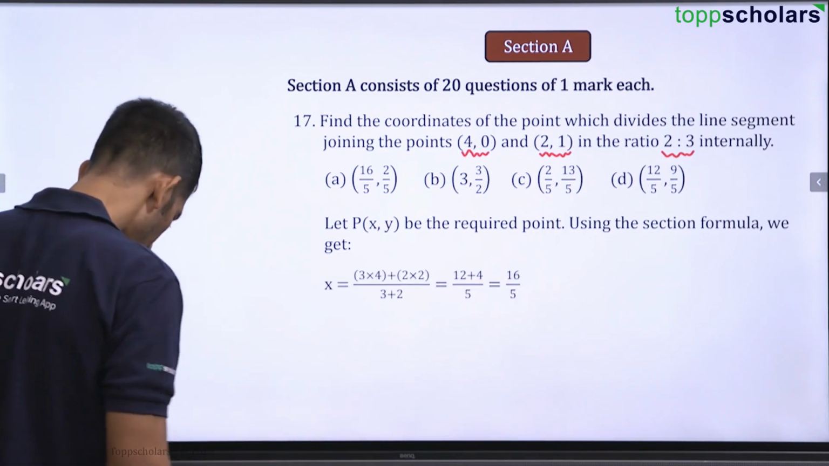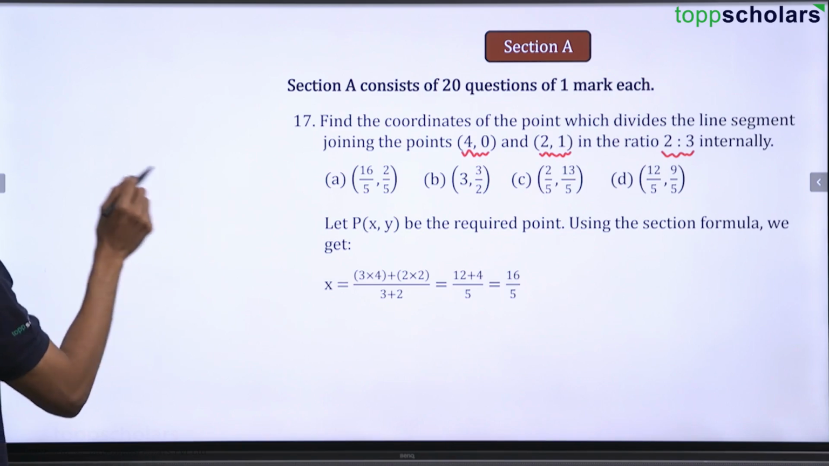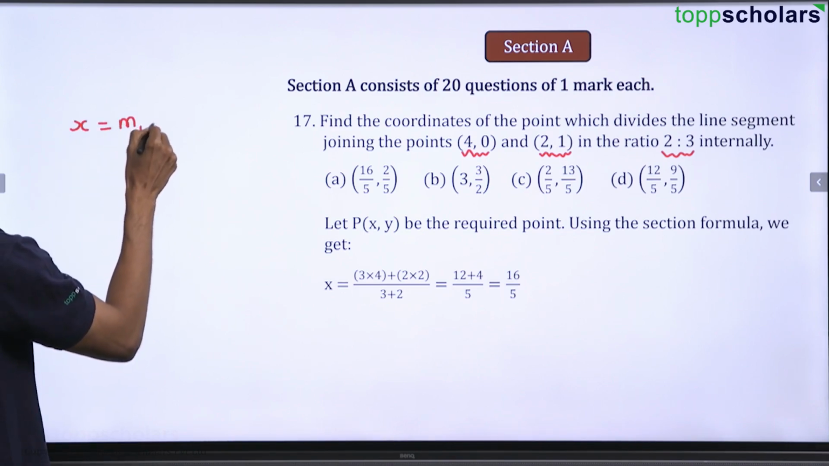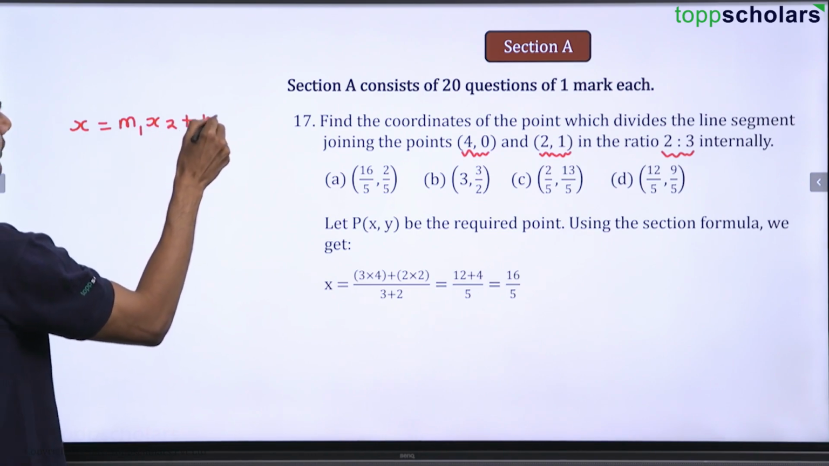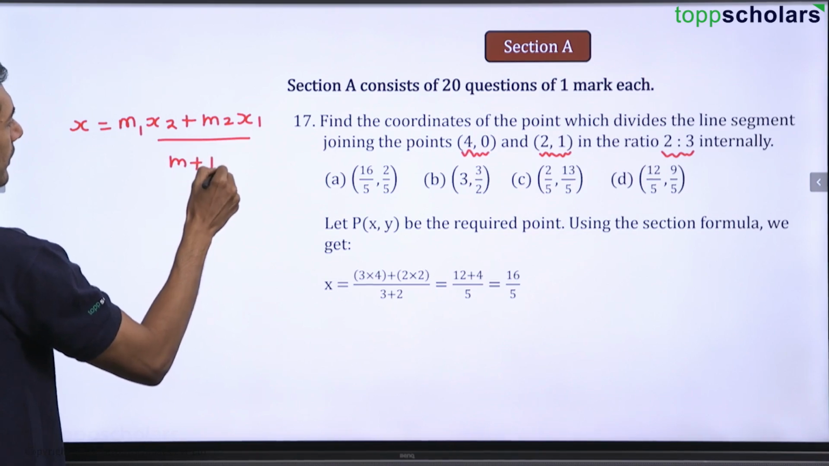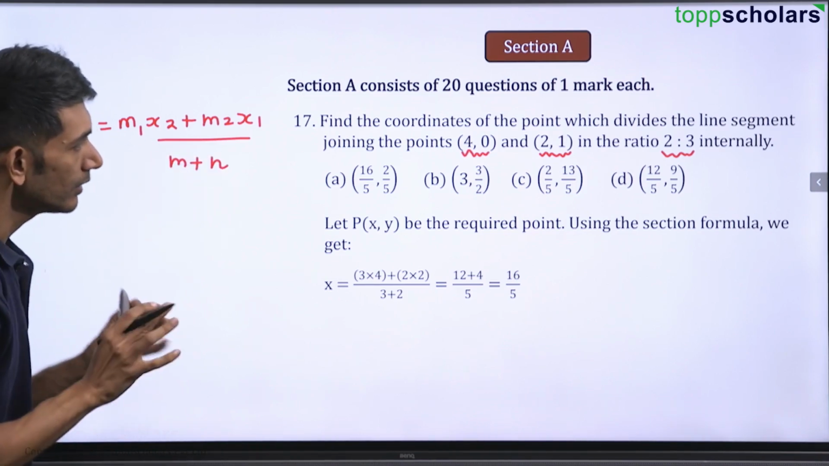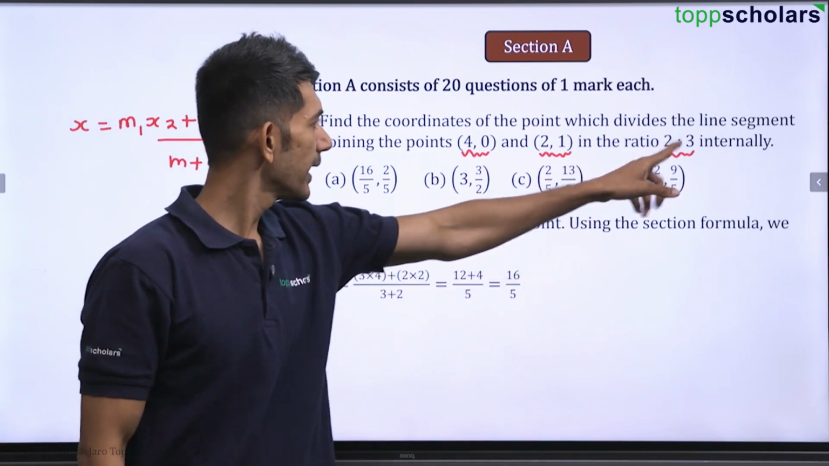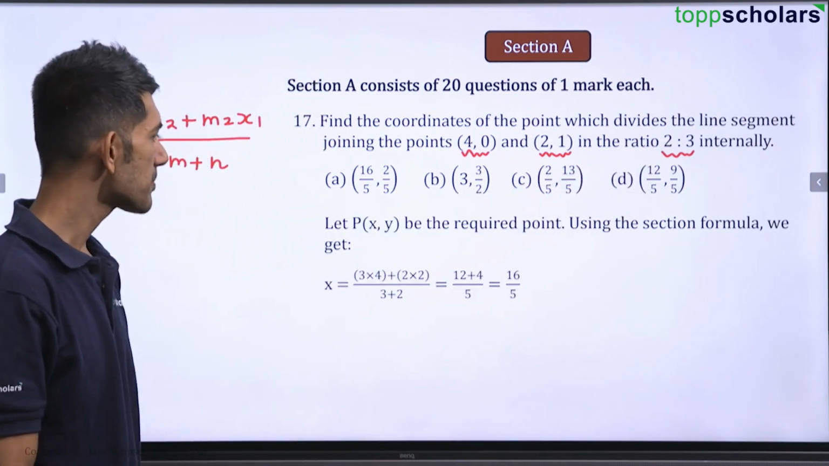So we're going to use the section formula for internal division. Have they given the formula? Okay, if they have not given the formula, I'll just tell you the formula. It is given as x is equal to m1 x2 plus m2 x1 by m1 plus m2. Correct? So what is m1, m2? m1 is 2, m2 is 3, right?